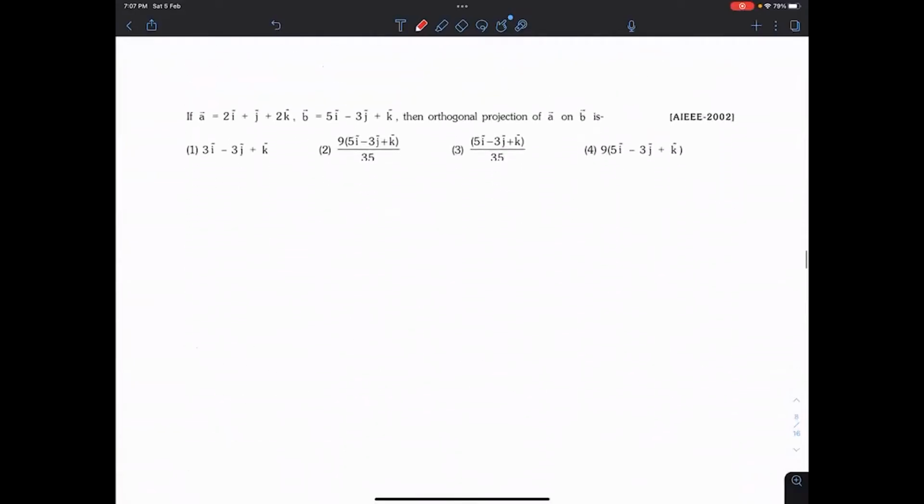Here you see A bar, B bar, two vectors. One vector is B bar, which is 5i minus 3j plus k. Another vector is A bar, which is 2i plus j plus 2k. Now what are they asking in this question? Orthogonal projection of A bar on B bar.